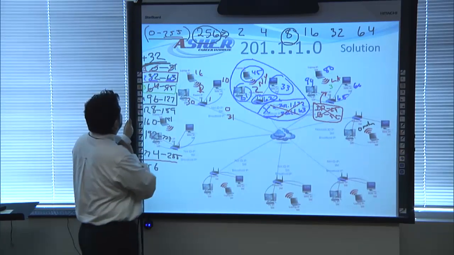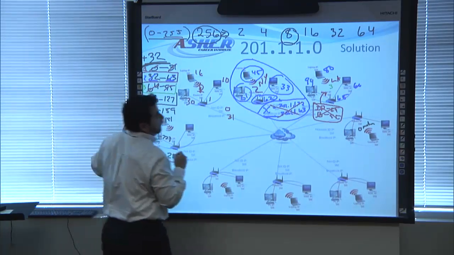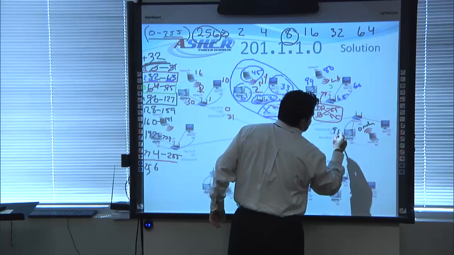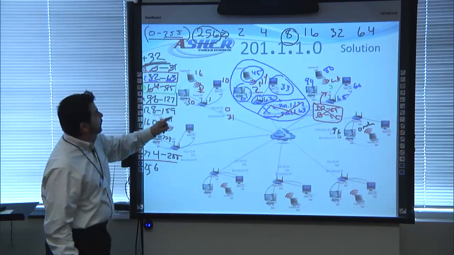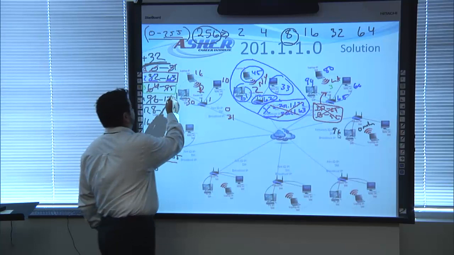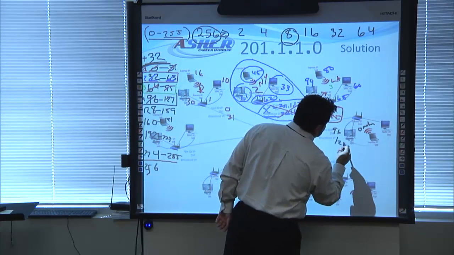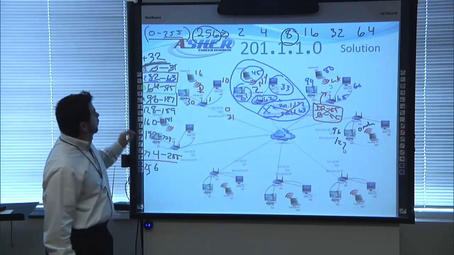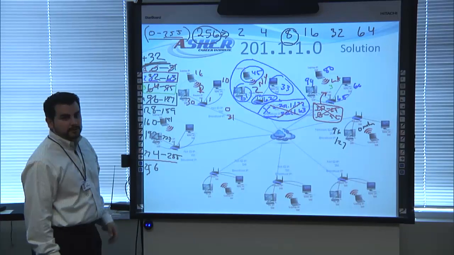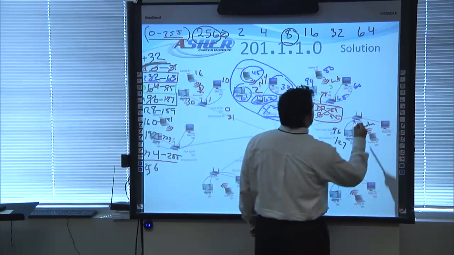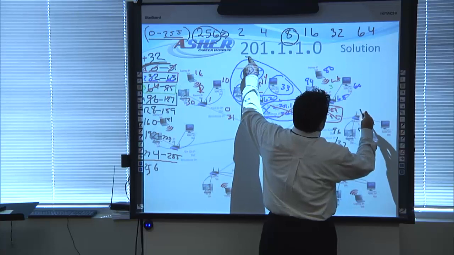So what would be his ID, Chris? 28. Whoa. No. 96. You're in the wrong network there. 96 would be his ID. And what would be his broadcast? 127 would be his broadcast. And what would be the router's IP address? 97. We can write it all out again if we want to.